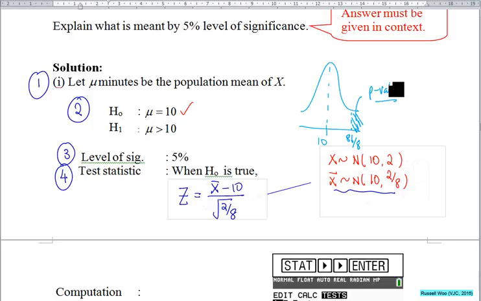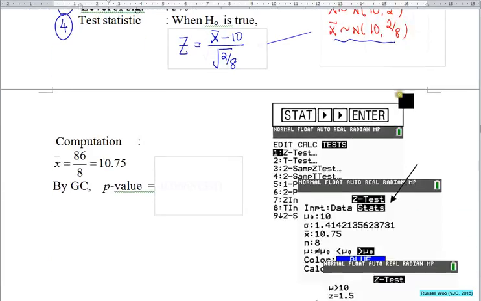The GC can help us calculate quite immediately. All you need to enter are a few things. Now, look at the keystrokes here. Those of us who are faster, you can follow the keystrokes here. The rest of us can follow me here.